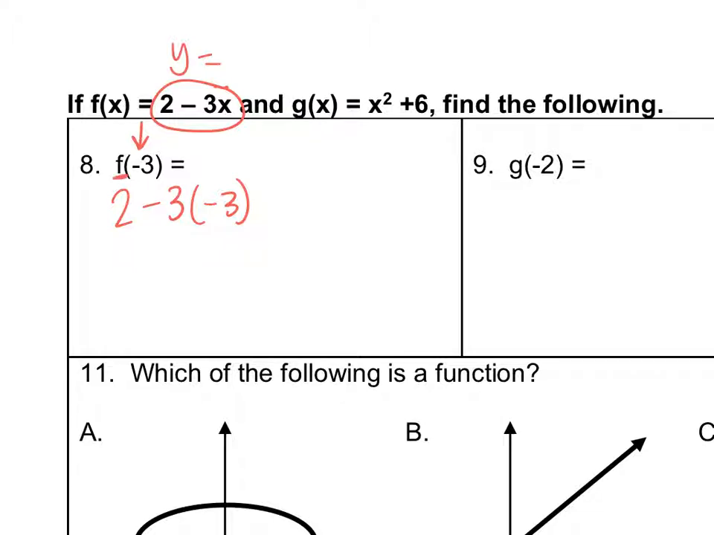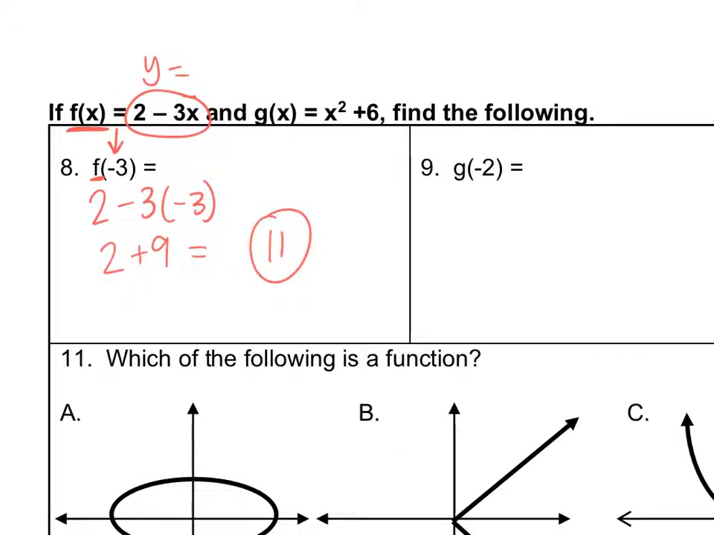The f function means I need to use the f of x function here, and instead of x, I'm going to plug in negative 3. When I do this, negative 3 times negative 3 is a positive 9. 2 plus 9 is 11, or you could also just plug that into your calculator.